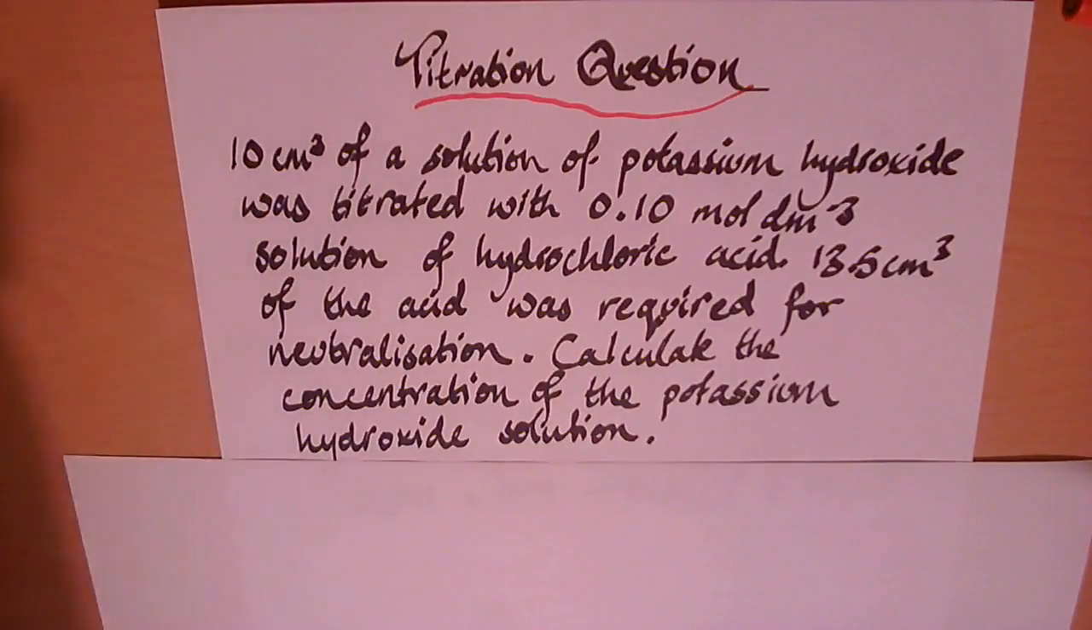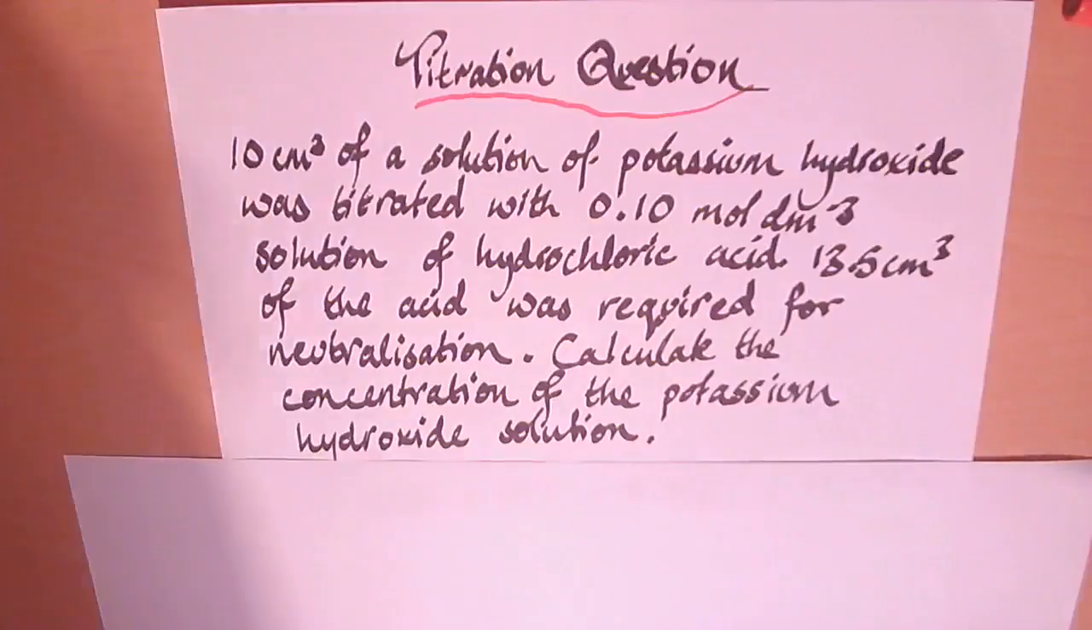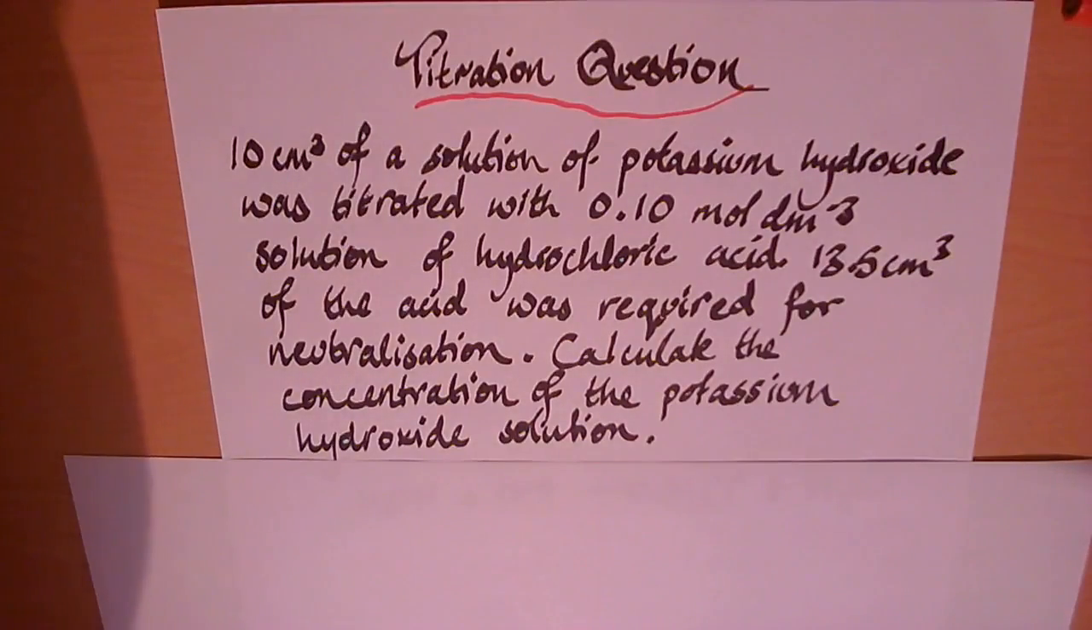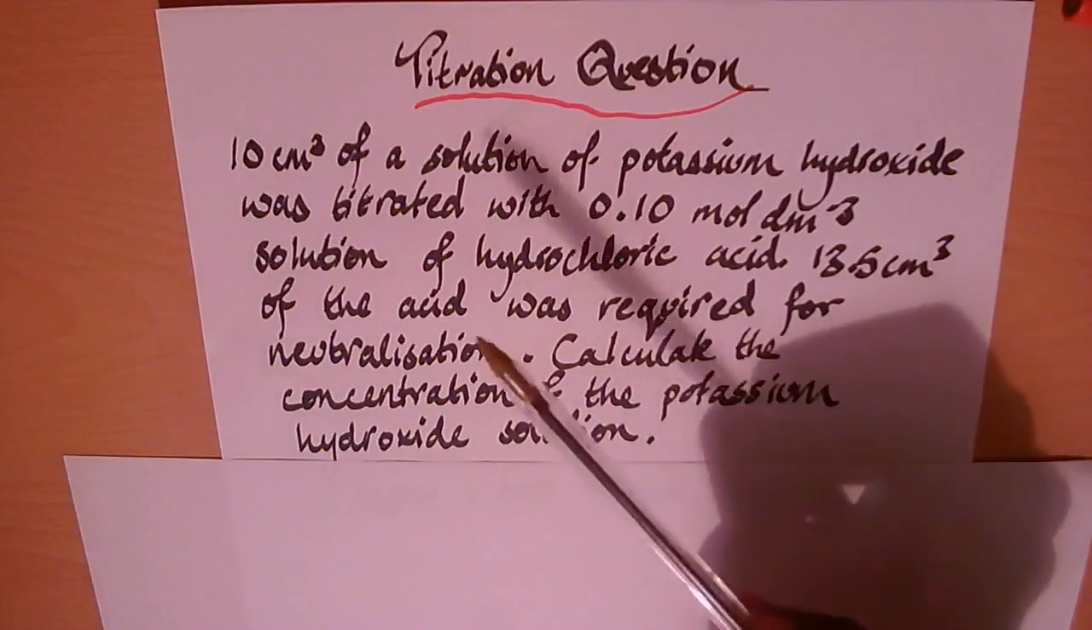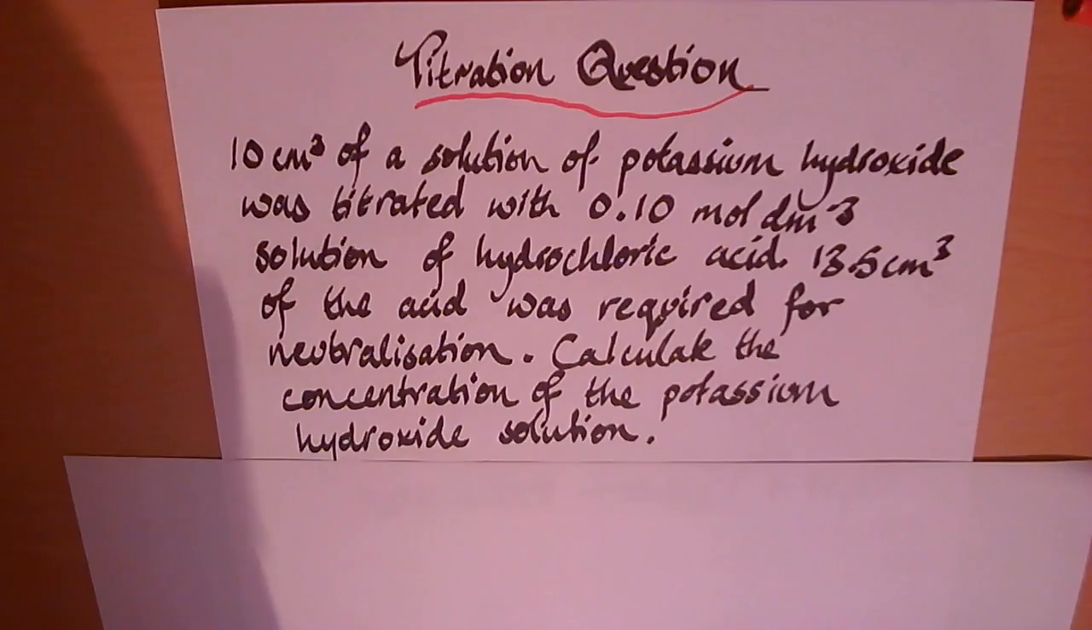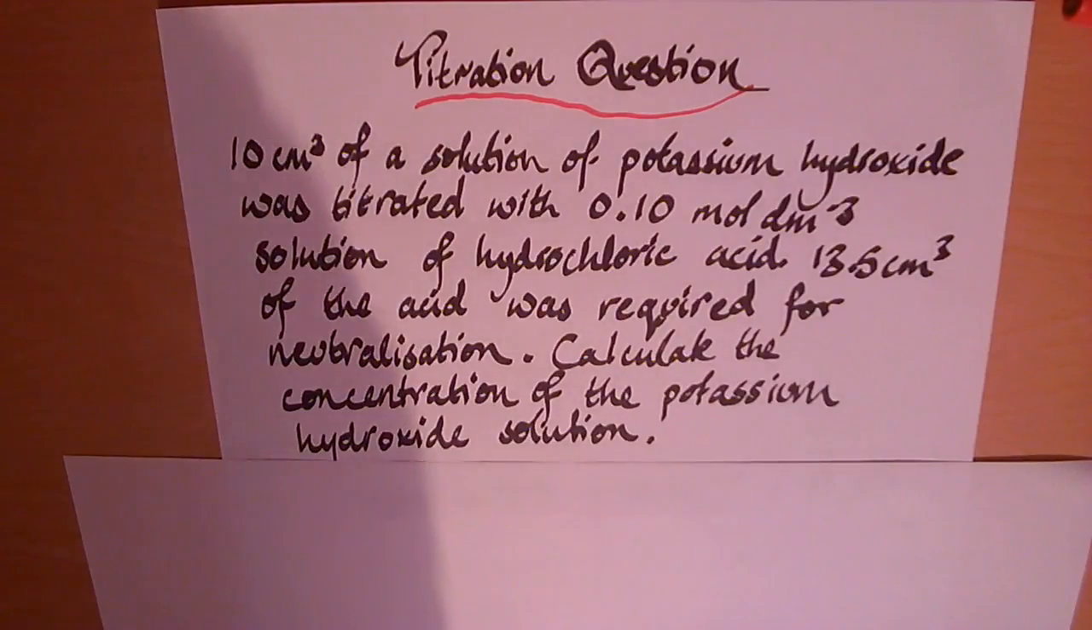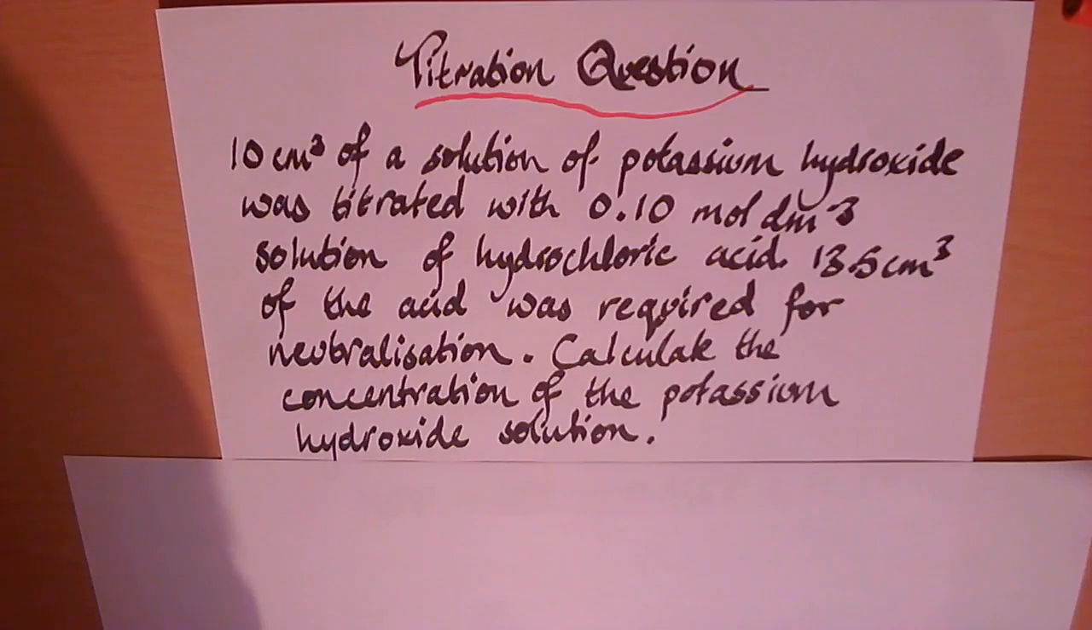Okay, so the question we're going to approach today is a titration question. I'm going to do a walkthrough. So this question is saying 10 centimeters cubed of a solution of potassium hydroxide was titrated with 0.1 mole per decimeters cubed solution of hydrochloric acid. 13.5 centimeters cubed of the acid was required for neutralization. Calculate the concentration of the potassium hydroxide solution.